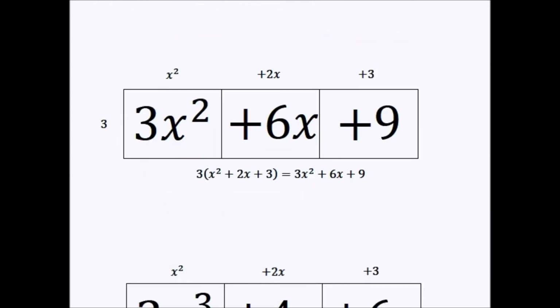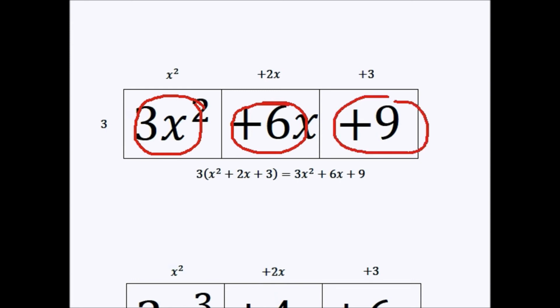You could also do a monomial and multiply it to a trinomial. So this is 3 times x squared, which gives us 3x squared. 3 times 2x gave us positive 6x. 3 times 3 gave us 9. And you can see that right here. So 3 times the trinomial, just distribution, can also be shown in the box.